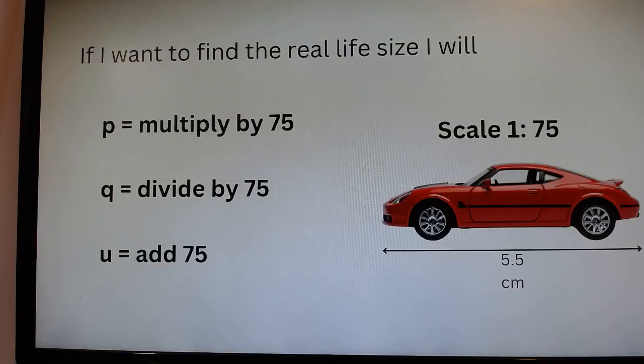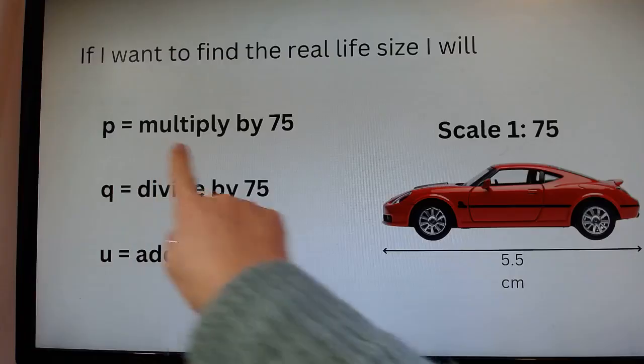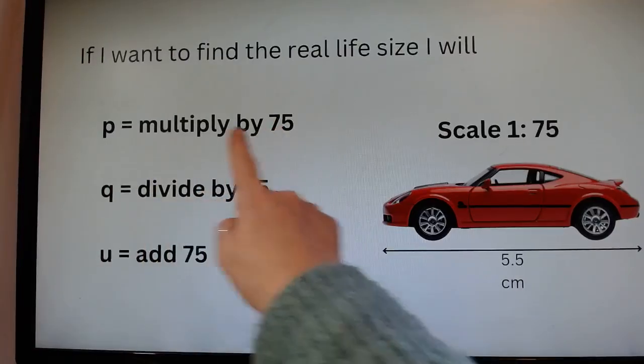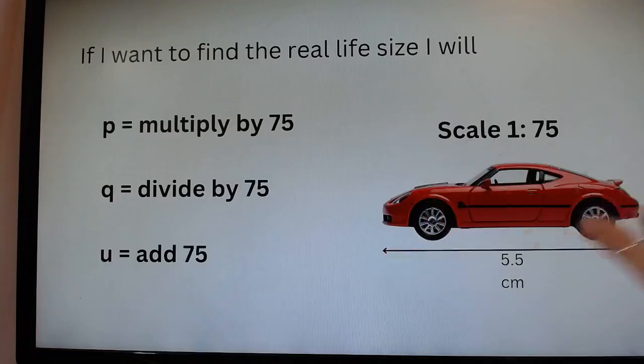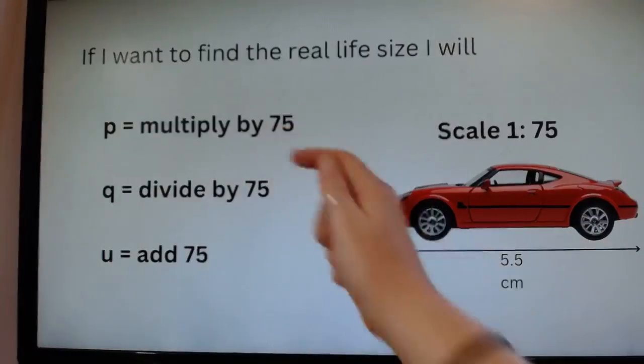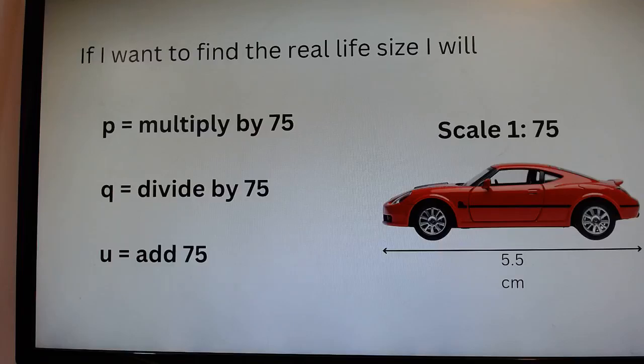I want to find the real life size. This is the scale of the car. We want to get bigger. So we're going to multiply by 75 in this case. So it's P. If we add 75, it doesn't keep all the dimensions to the right scale. Multiplying and dividing are what keep things in proportion to each other.